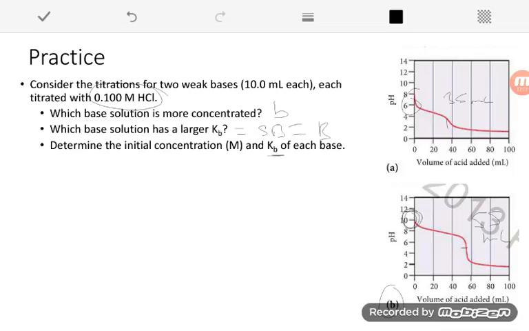Now, it's just a coincidence that it was more concentrated and has a larger Kb. One does not necessarily mean the other, but for the concentration, you look at how much volume it took to get to the equivalence point.